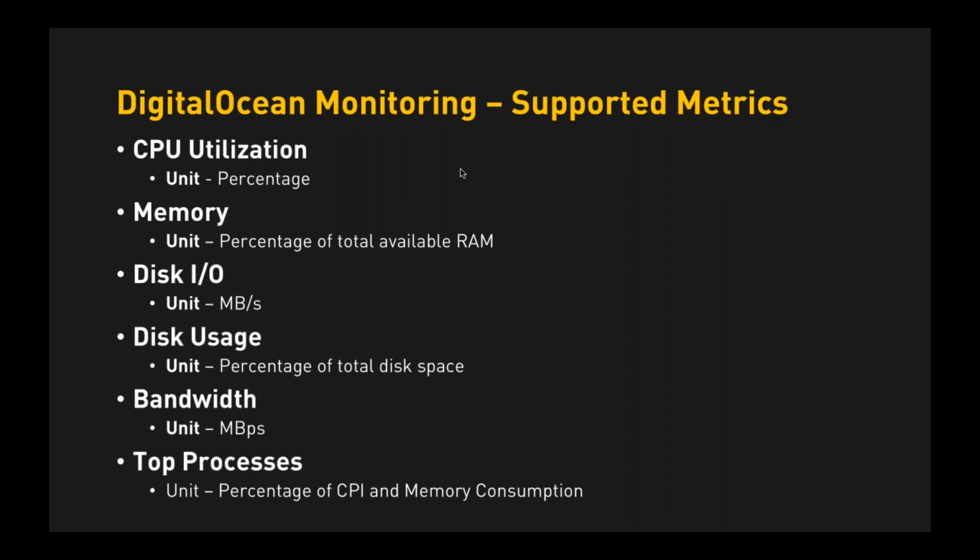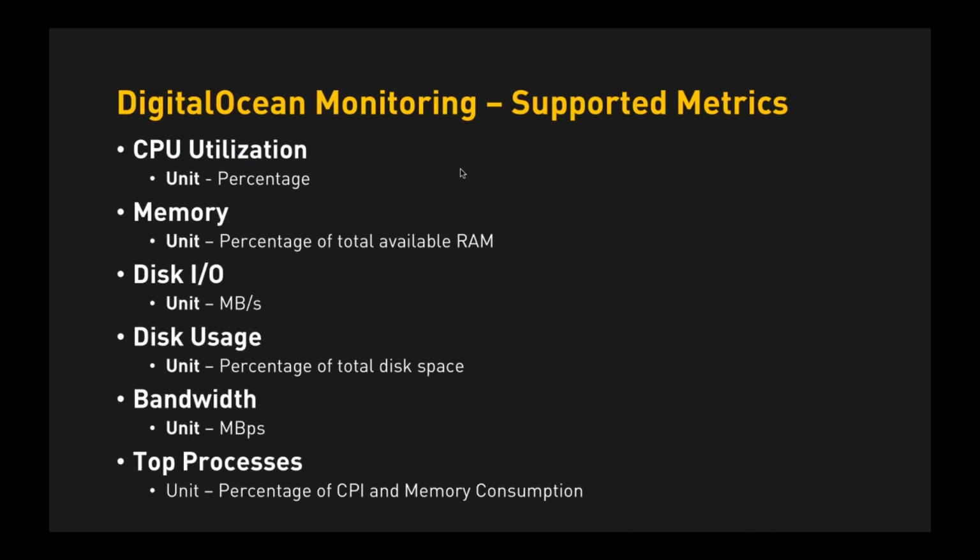Memory is measured in terms of percentage of availability of RAM. So again, this is based on the droplet configuration. If you are launching a 1 GB droplet, basically a droplet that supports 1 GB of memory, you can configure a threshold that says when the memory utilization hits 90%, raise a notification.